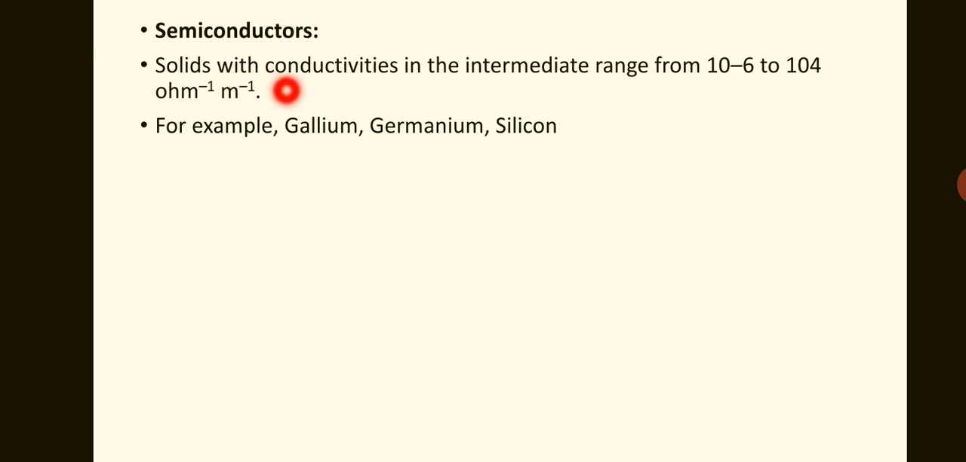Semiconductors are solids with conductivity in the intermediate range of 10 raised to power minus 6 to 10 raised to power 4 ohm inverse meter inverse. For example, germanium, silicon and gallium are semiconductors. The conductivity of semiconductors is in the range between conductors and non-conductors or insulators.